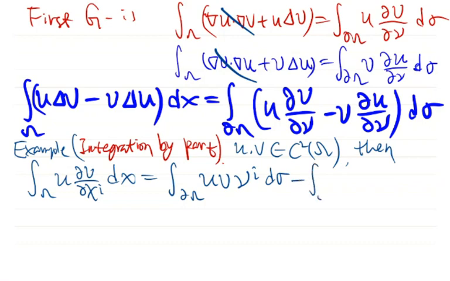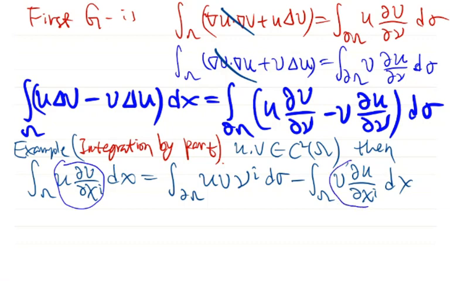subtract the integral of v du/dx_i dx. So this is the integration by parts formula. So you want to compute the integral of u and the derivative of v. Then using this formula, you can convert the problem to computing the integral of the multiplication of v and the partial derivative of u. Okay, just like the single variable case. Of course, you need to compute the boundary term, the boundary integral.